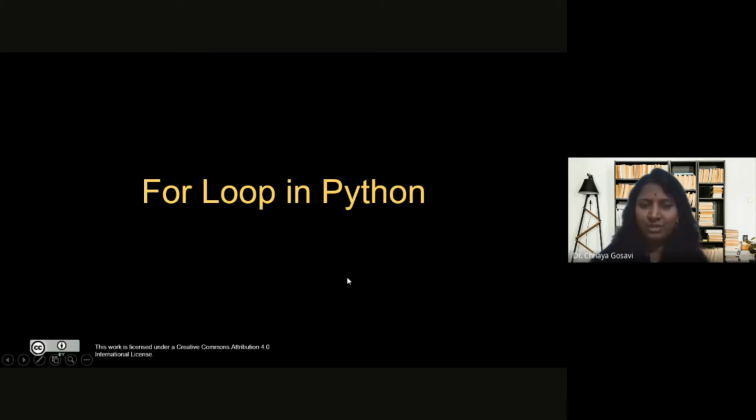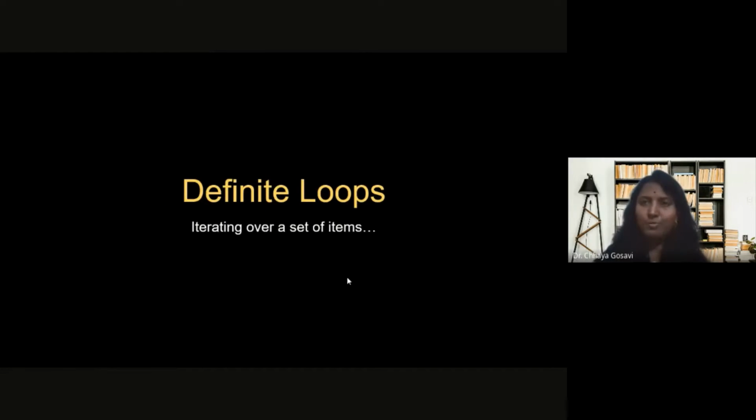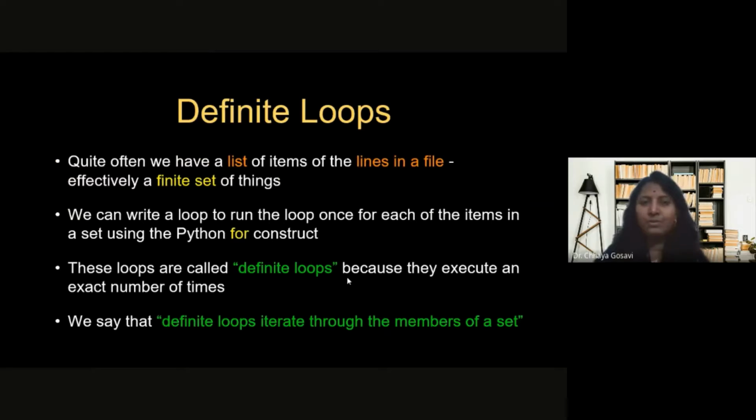Today we are going to see for loop in Python. For loops are called definite loops because it iterates over a set of items. So what are definite loops?